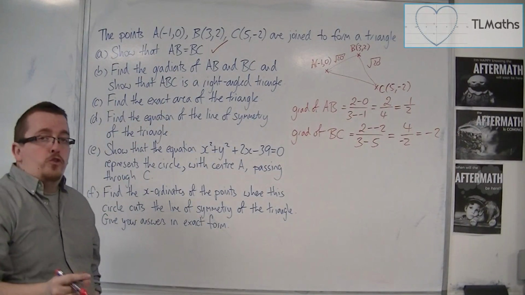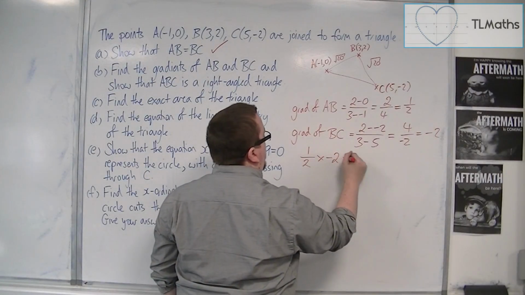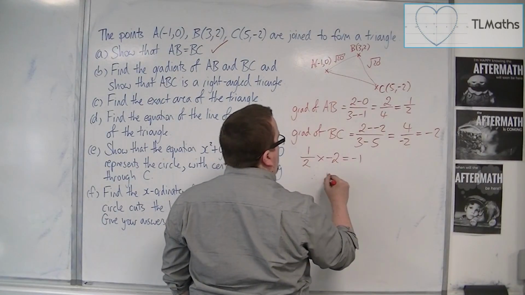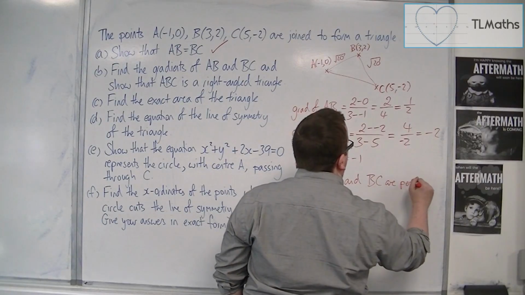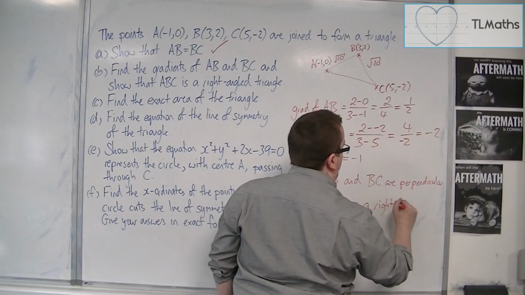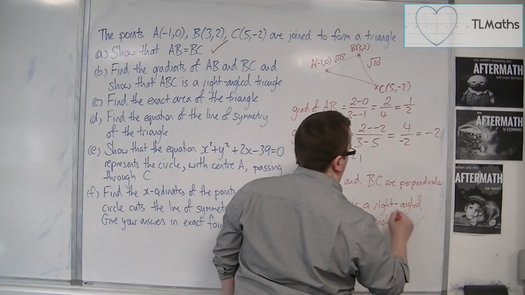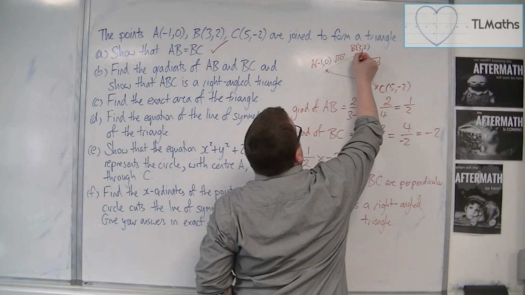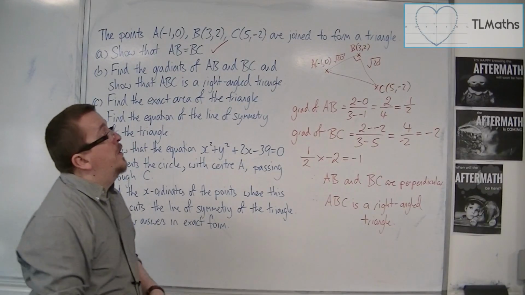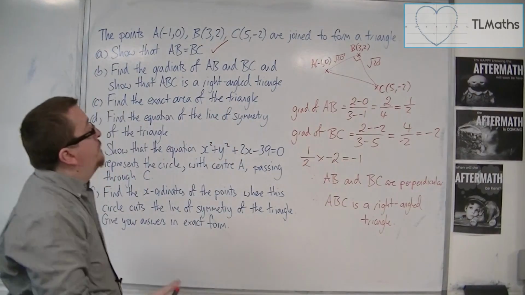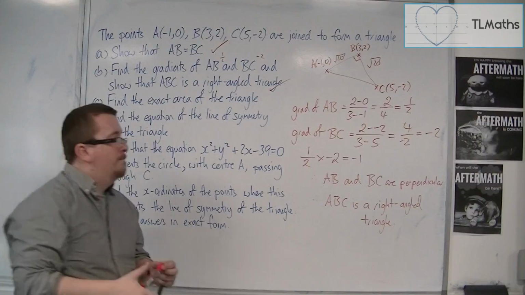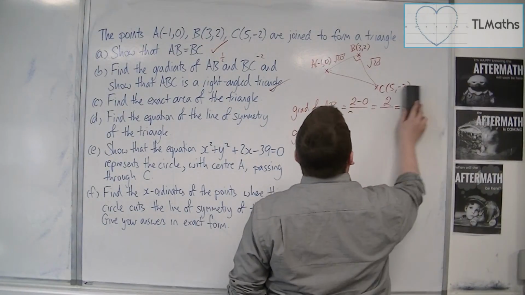Now, show that ABC is a right angle triangle. Well, because 1 half times minus 2 gets me minus 1. So when I multiply the gradients together and I get minus 1, that tells me that AB and BC are perpendicular. So therefore, ABC is a right angled triangle. Okay, so AB and BC are at right angles to one another, and so I have a right angled triangle. In fact, I have a right angled isosceles triangle because we have two sides of the same length. So I've done that. And that was 1 half, and that was minus 2, in case I need to use them again. So I've done part 2, or B.